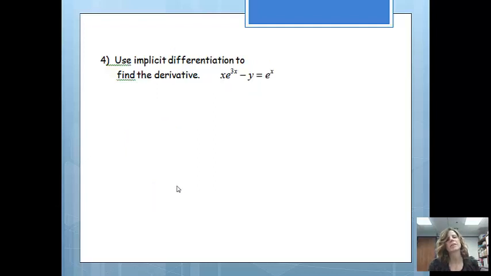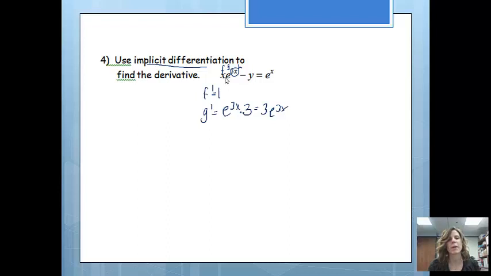Alrighty, example 4. Use implicit differentiation to find the derivative. So remember, implicit differentiation, wherever we have a y, we need to include dy/dx. Alright, first point, we've got x times e to the 3x. Because there actually are two functions being multiplied together, I have to use the product rule on this one. So f prime will equal 1. For g prime, notice we've got an e to the u problem going on. The derivative of e to the 3x is just e to the 3x, and then multiplied by the derivative of that u, which is 3, so this will be 3 e to the 3x.